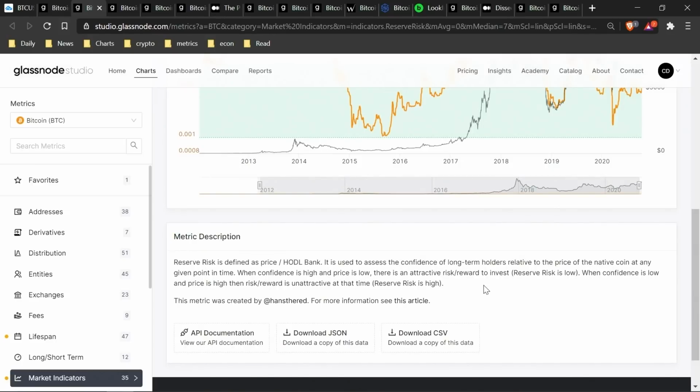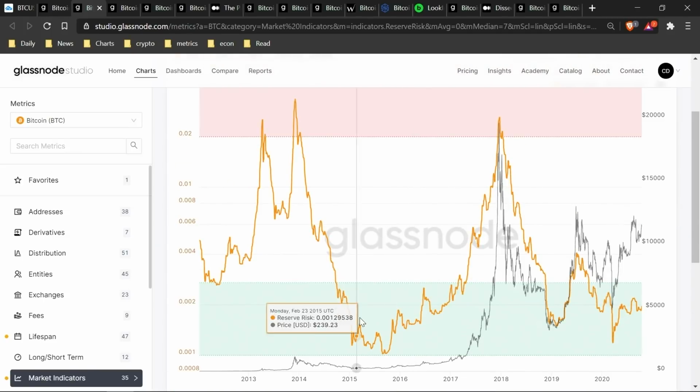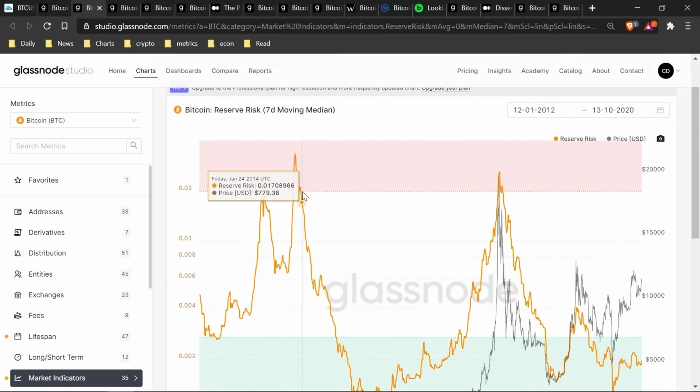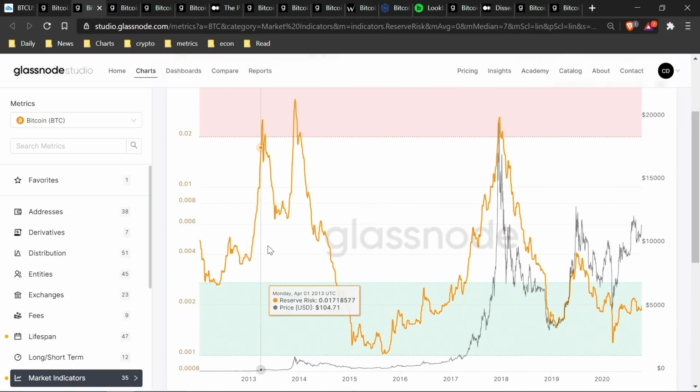And what this is looking to do is trying to measure risk to reward and confidence. So basically, when confidence is high and price is low, there's an attractive risk to reward for investors. And when confidence is low and price is high, then it's kind of an inverse reward to risk ratio, right? So again, if you go back and backtest this, you can see when we're in the green zone, typically a good buy indicator. When we're in the red zone, those are typically correlated with market tops.